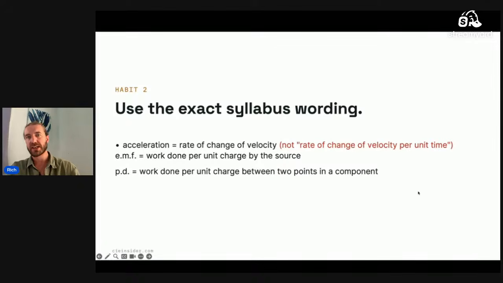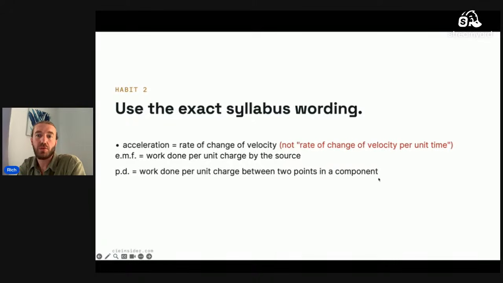So, using the exact syllabus wording as an example, acceleration is the rate of change of velocity. That means change in velocity per unit time, and that is the rate, because anything per unit time is a rate, just like power is the rate of transfer of energy. Okay, so acceleration is the rate of change of velocity. Now, let's just be really clear.